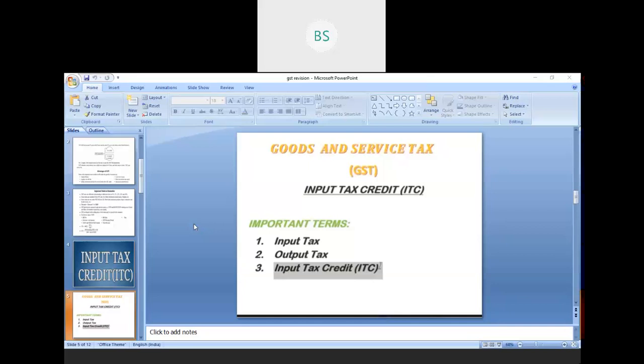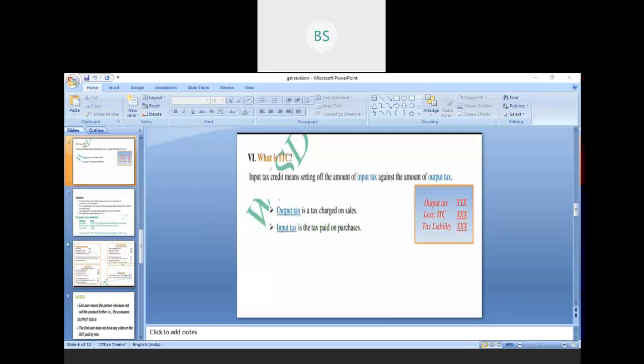Is it clear? Okay, so what is ITC? Input tax credit means setting off the amount of input tax against the amount of output tax. Again, it is given here: output tax is a tax charged on sales, and input tax is the tax paid on purchases.